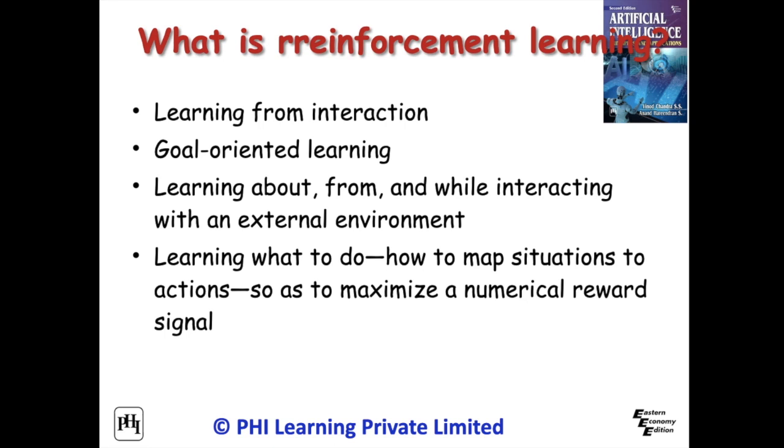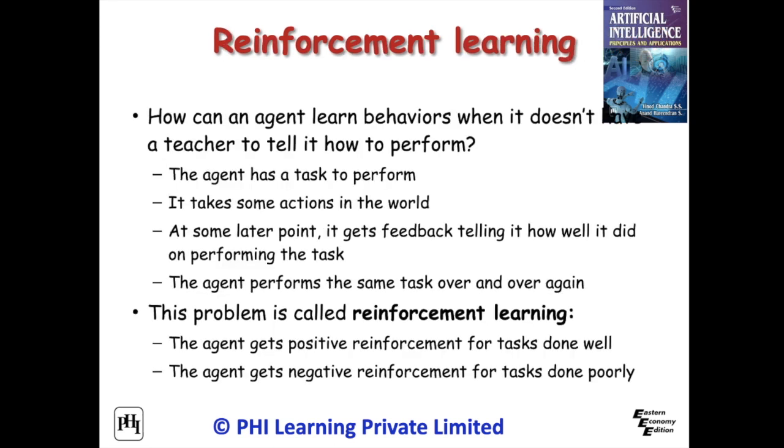signal. A question arises: how can an agent learn behaviors when it does not have a teacher to tell it how to perform? The agent has a task to perform and it takes some actions in the world. At some later point, it gets feedback telling it how well it did on performing the task. The agent performs the same task over and over again. The agent gets positive reinforcement for tasks done well, and negative reinforcement for tasks done poorly.